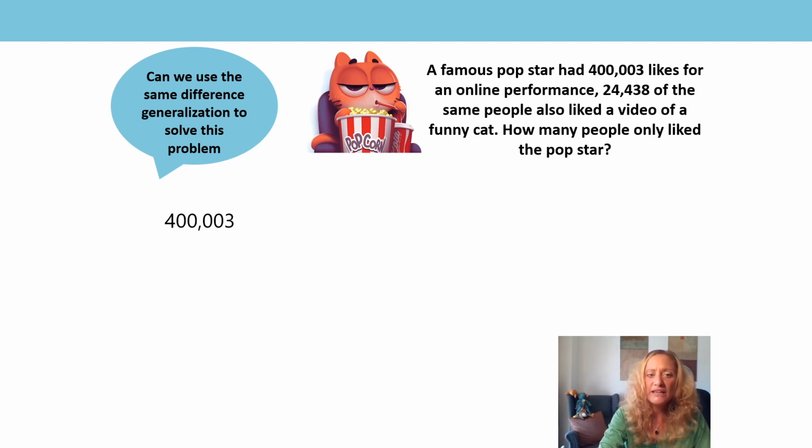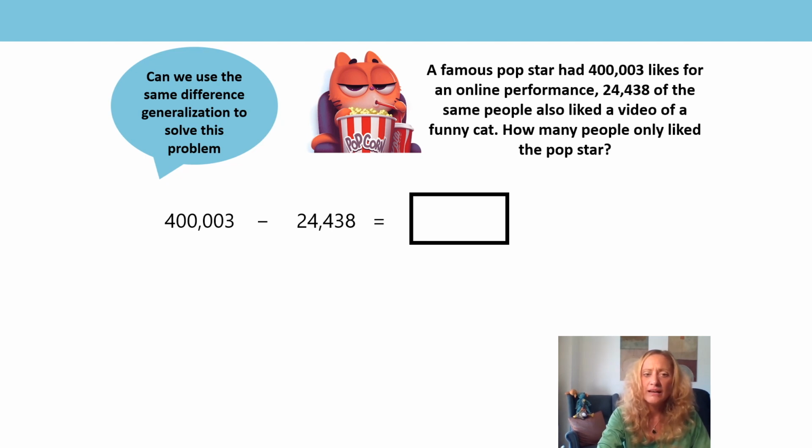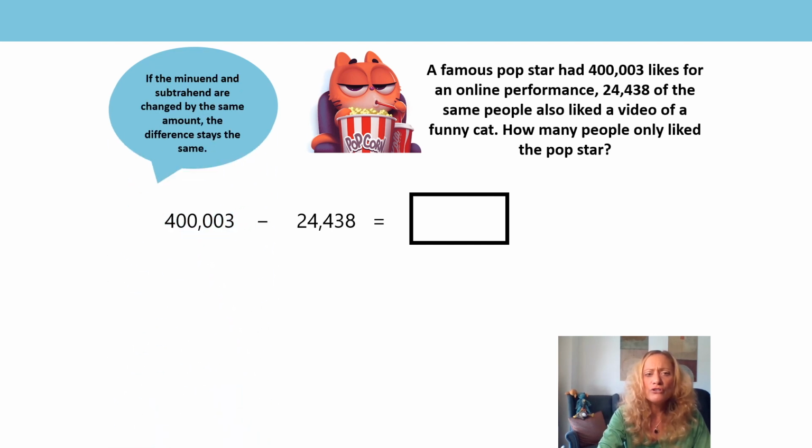So our minuend will be 400,003. And I'm going to subtract the subtrahend, which is 24,438, and find the difference. Excellent. Now, if I want to put this in a written method, I'm going to write it out vertically. I'm going to ask you to do that shortly. But let's just very quickly think about how I could transform it to make my written method easier. Maybe we've got to change the minuend and the subtrahend by the same amount. We know that generalisation, don't we?